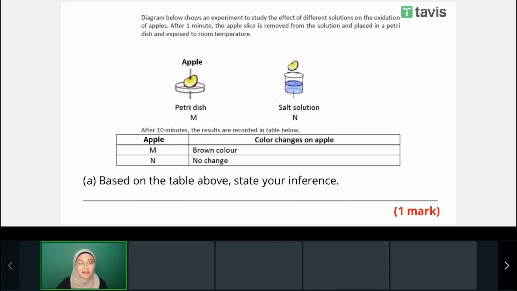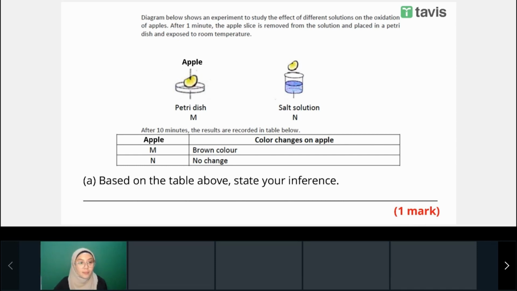Section A comprises the science processing skill. You have to find the heart of the question, the variables of the experiment, which are the manipulated variable, MV, and the responding variable, RV. The diagram below shows an experiment to study the effect of different solutions on the oxidation of the apple. I can already get the MV and RV here.